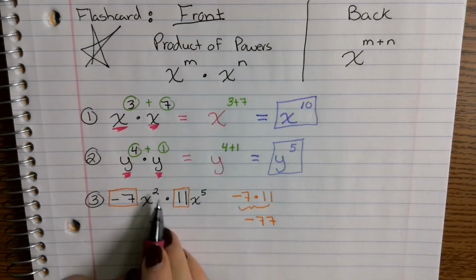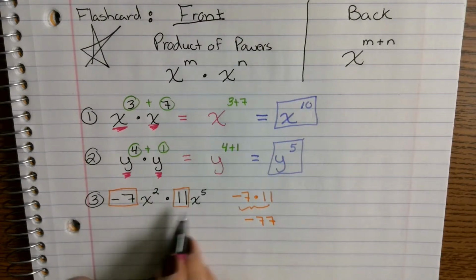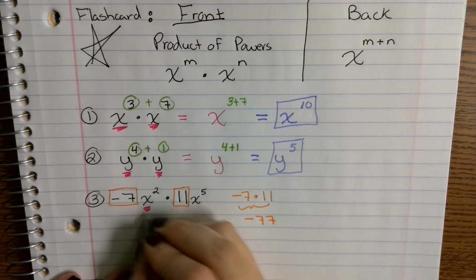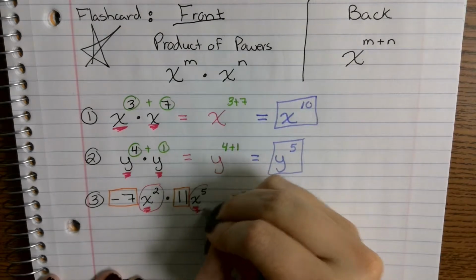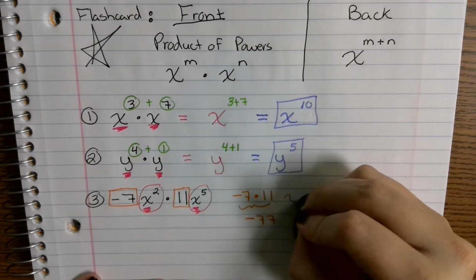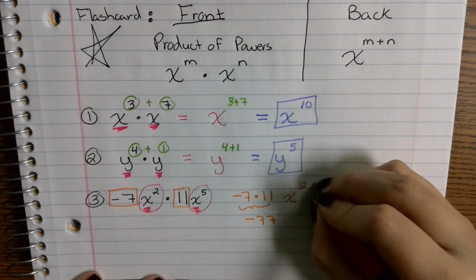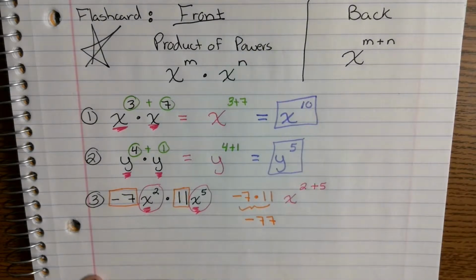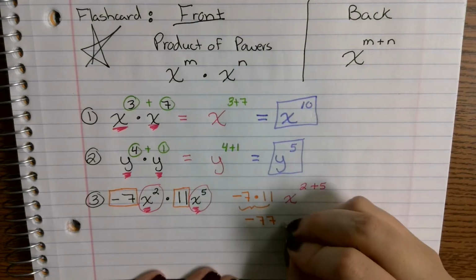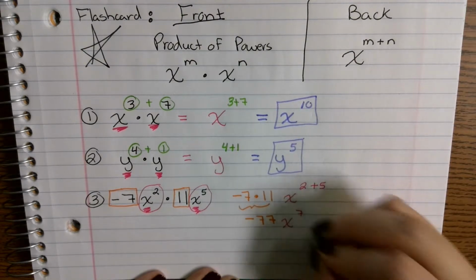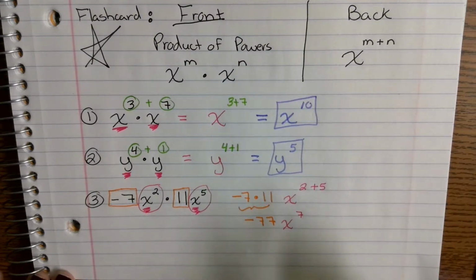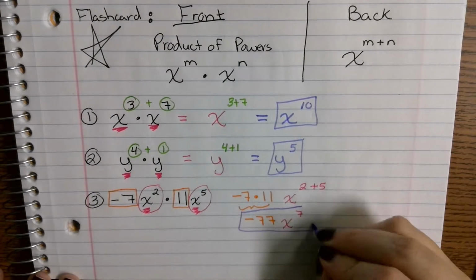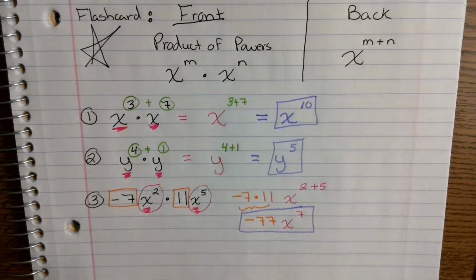Now, the variables, x to the 2nd and x to the 5th, are those the same base? Yes, these are the same base. So we can actually go ahead and focus on that. This is going to become x to the 2nd plus 5th power, which gives us what? Very good. So we get negative 77x to the 7th. Negative 77x to the 7th power. That's your final answer.